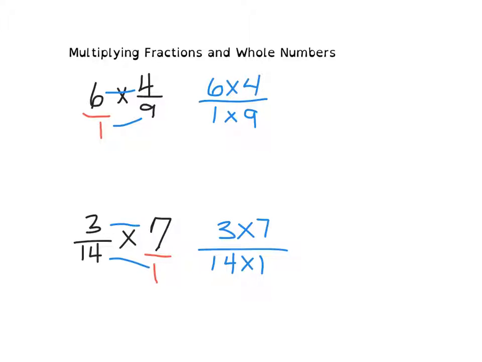Let's simplify those out by multiplying. 6 times 4 is 24. 9 times 1 is 9. 3 times 7 is 21. 14 times 1 is 14. All right, we're not done because we need to reduce. And we need to reduce 2 ways.